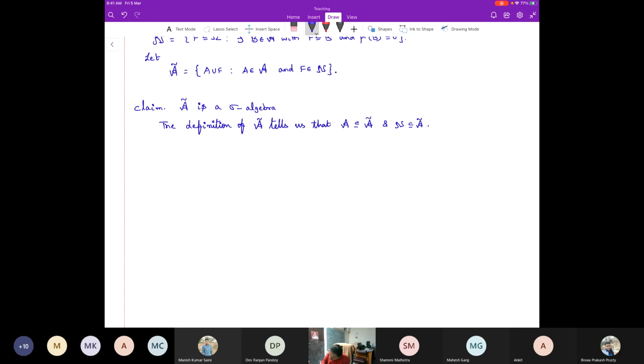Right. So in particular, both omega and the empty set belong to A tilde. Yes, so both are in A tilde.